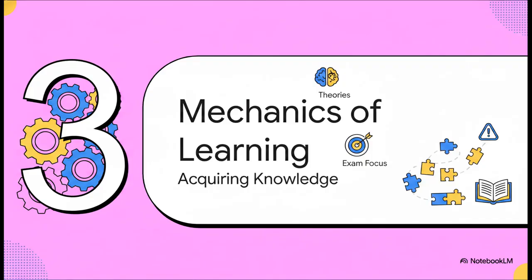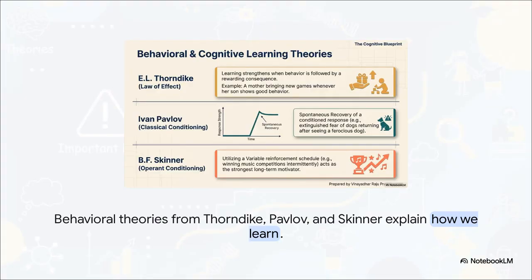Let's take a look. This slide breaks down the big 3 of behaviorism. First, Thorndike's law of effect. It's so simple. If an action leads to a good outcome, you're more likely to do it again. Next, you have Ivan Pavlov and classical conditioning. This is all about learned associations. It's how his dogs learned to drool at the sound of a bell because they associated it with food. Finally, there's B.F. Skinner and operant conditioning, which is about using rewards and punishments to shape behavior.